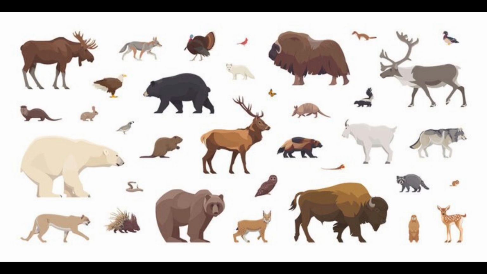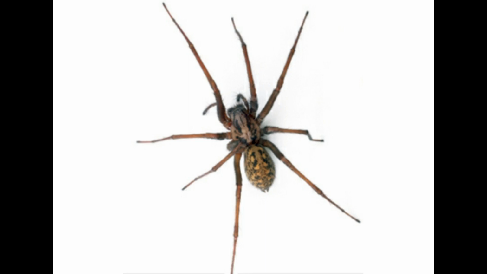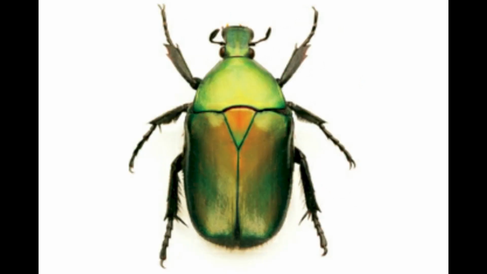Let's talk about the shape of their bodies. Insects and spiders are tiny. There are millions of different kinds of them. Insects all have 6 legs. Spiders all have 8 legs. Some insects have wings and fly. Some do not.